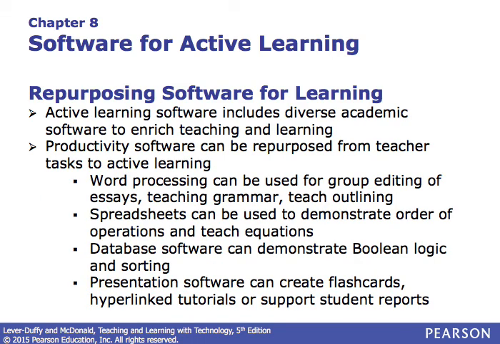Repurposing simply means using something in a different way than its intended purpose. So we tend to use software in different ways. For example, Microsoft Word. Microsoft Word was intended for businesses and the business industry. It was not intended for schools. So when we use that type of thing, it says here word processing can be used for group editing of essays, teacher grammar, teacher outlining, and so forth and so on.